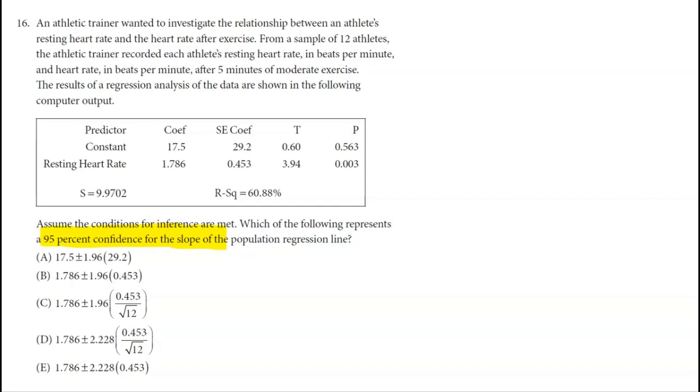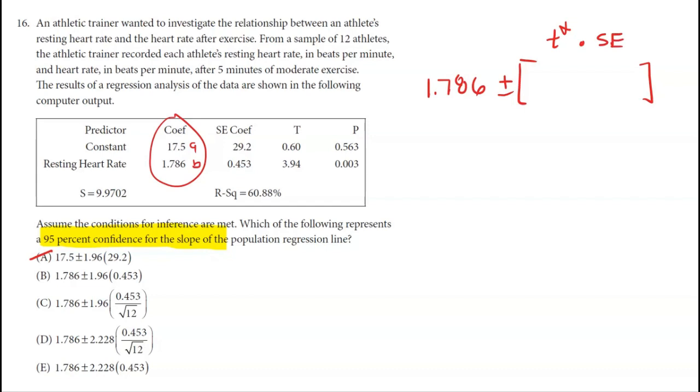All right, the first thing I got to do is find the slope. Remember, in this first column, alphabetical order, A, then B, and B is your slope. So my slope is 1.786. So I can immediately get rid of A. They use the y-intercept instead of slope. All right, then we're going to go up and we're going to go down by our margin of error, which is going to be our critical T star times our standard error.